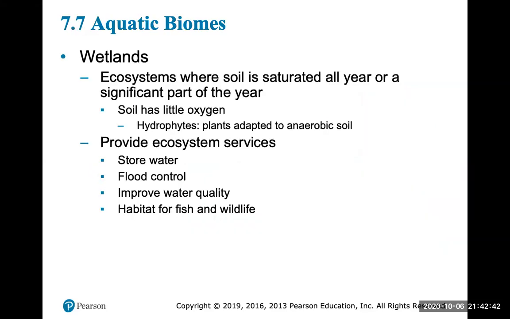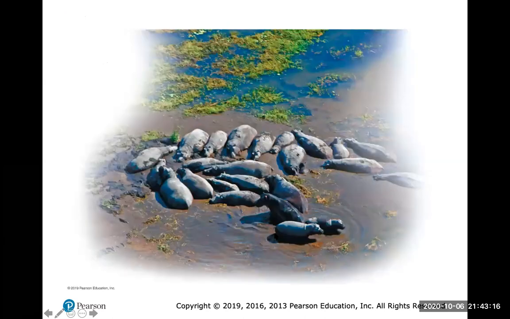Wetlands are ecosystems where the soil is saturated all year. The soil has little oxygen, so it's made of hydrophytes, which are plants adapted to anaerobic soil. That means without oxygen. Wetlands provide ecosystem services. They help store water because they're always saturated with water. They help in flood control. So if an area gets a lot of rain from a hurricane, that rain can go to the wetland and be stored there because the soil will help keep the water there. It does improve water quality by cleaning it, and it's a great habitat for fish and wildlife.